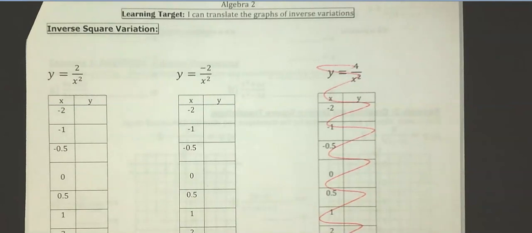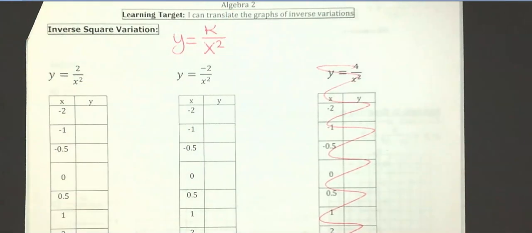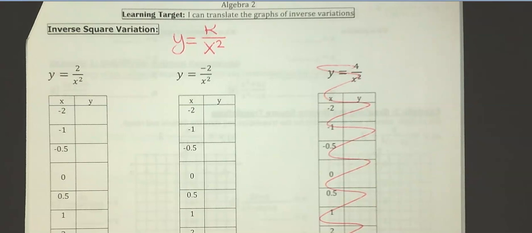Inverse variation we did yesterday, right? That was y equals k over x. These graphs are similar, but they're a little bit different. So the inverse square variation is y equals k over x squared. And that's why it's called the inverse square, because you're squaring something. Same as yesterday, number on the top, but it'll be x squared on the bottom instead of x.